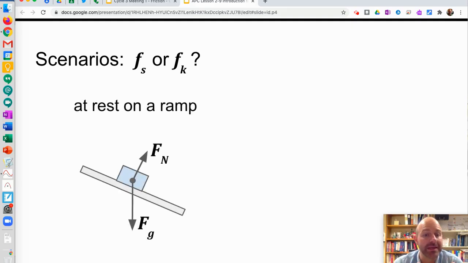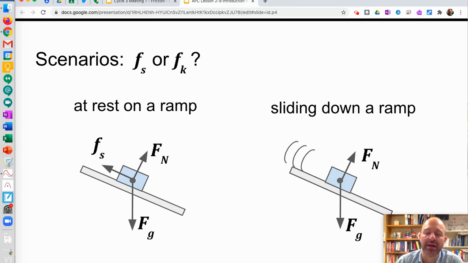If something is at rest sitting on a ramp, you might look at this free body diagram and say it should slide down that ramp. Well, if there's friction, the static friction is what is keeping it from sliding down the ramp. If it is sliding down the ramp, there still can be friction if it is a rough surface, and that would be kinetic friction once it starts moving down the ramp.